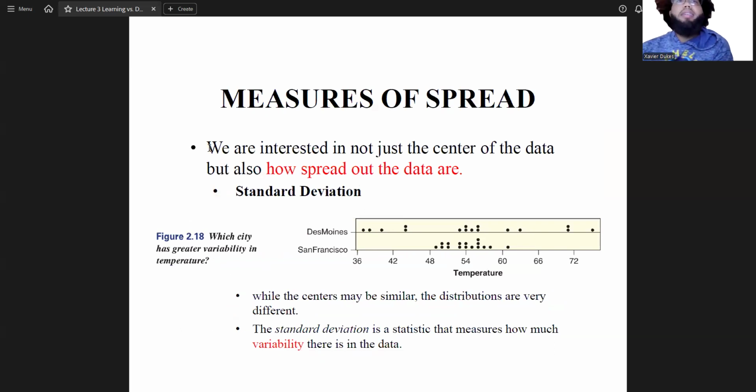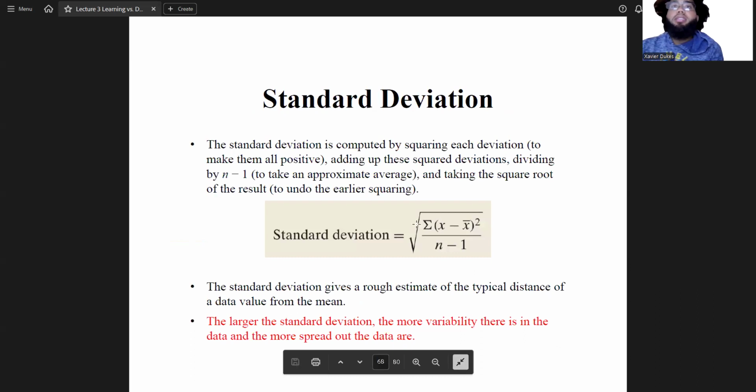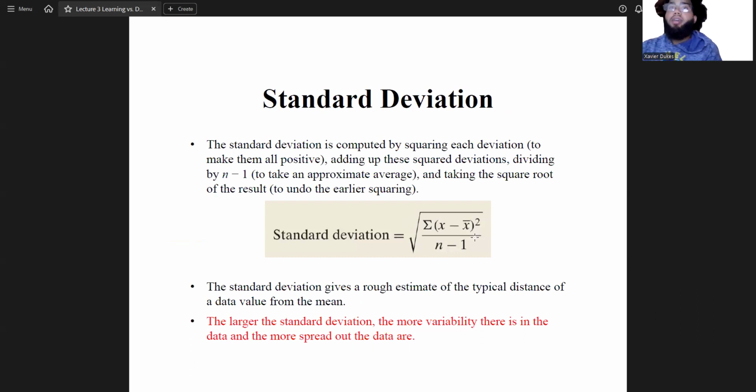Measures of spread. We are interested in not just the center of the data, but how spread out the data are, the frequency over a certain area. This is referred to as the standard deviation. All right. While the centers may be similar, the distributions are very different. The standard deviation statistically measures how much variability there is in the data. This is the equation for standard deviation.